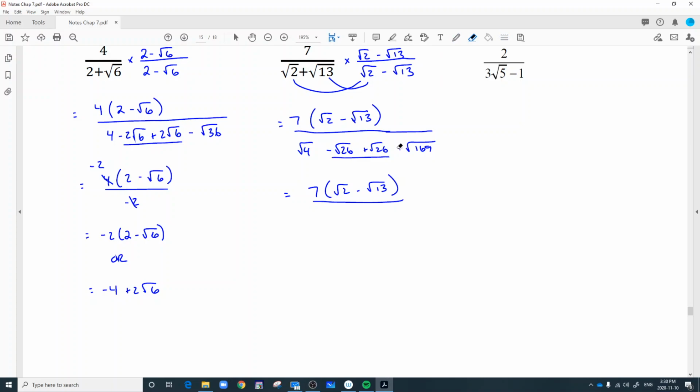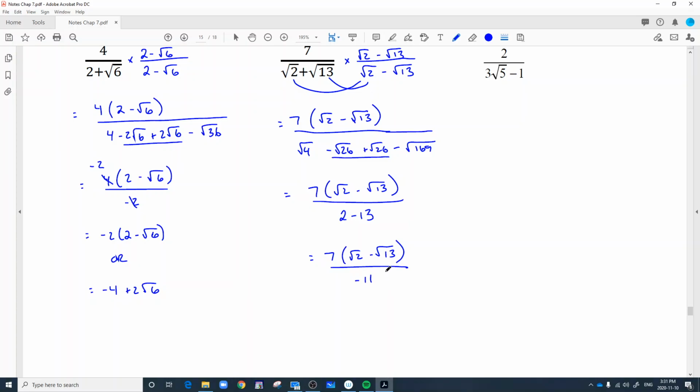Don't put a plus. This is never going to be plus. As soon as I saw that, I was like, ooh, I made a mistake. Every time you're multiplying conjugates together, this last term will be negative, so be careful. So this is 2 minus 13, which works out to 7 times root 2 minus root 13 all over negative 11.